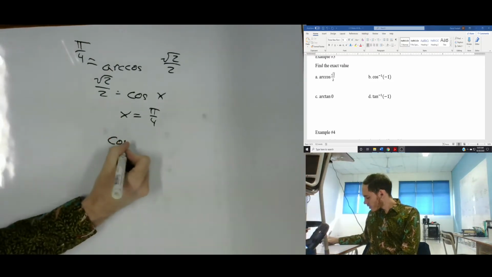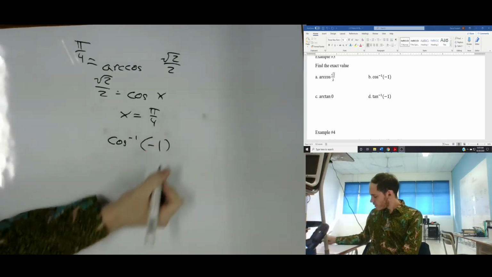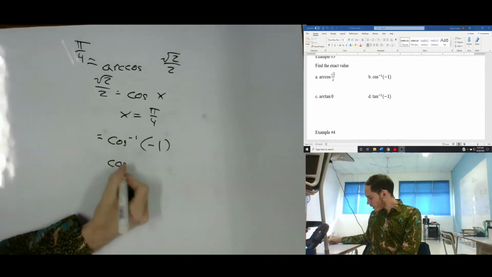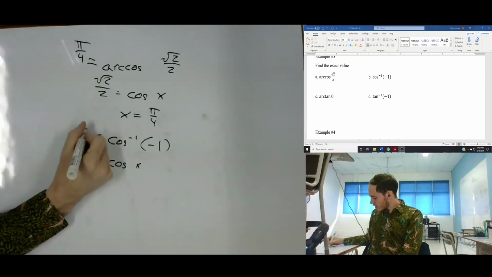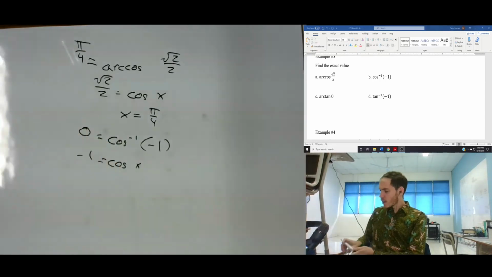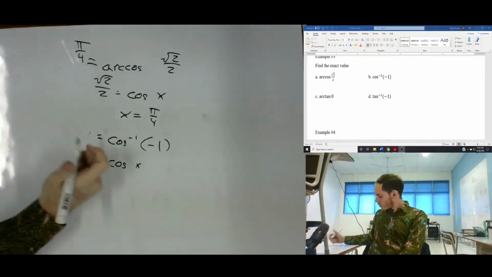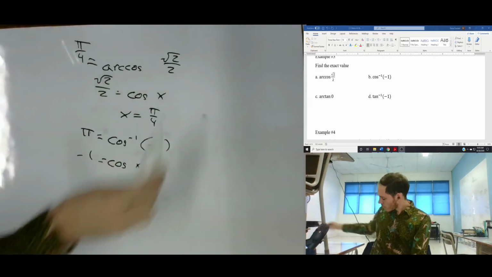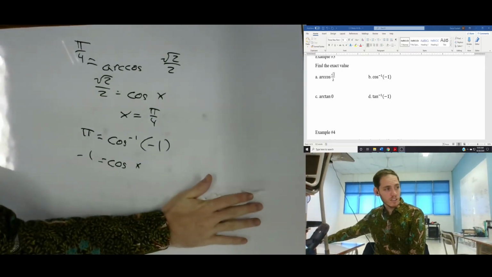Cosine inverse of -1. This is going to be the same thing as when cosine of x equals -1. That's in this case going to be not 0, that would be a positive 1. The -1 would be pi. Okay, so that's two of the answers.